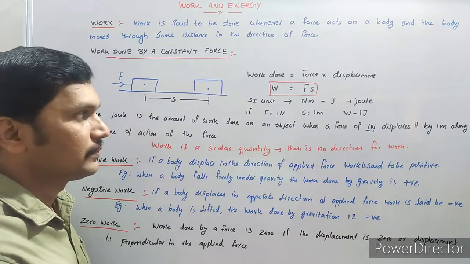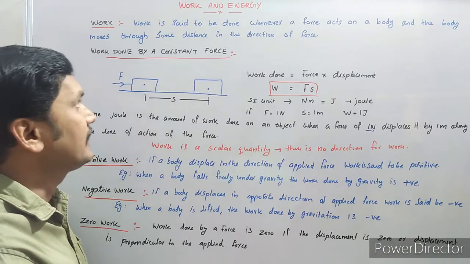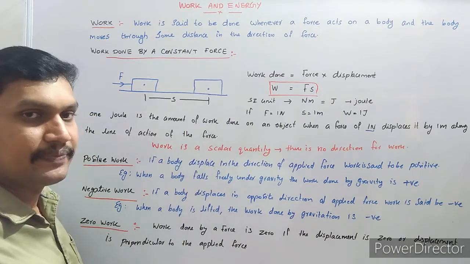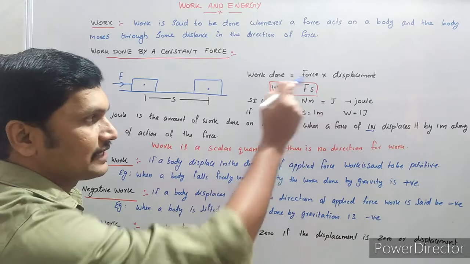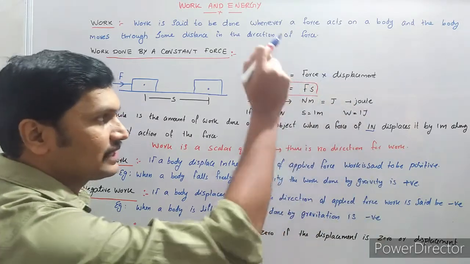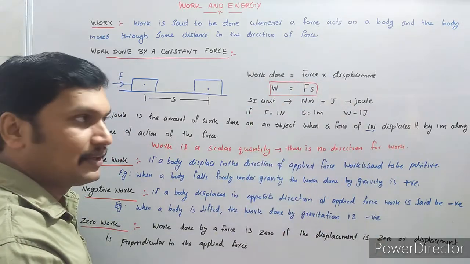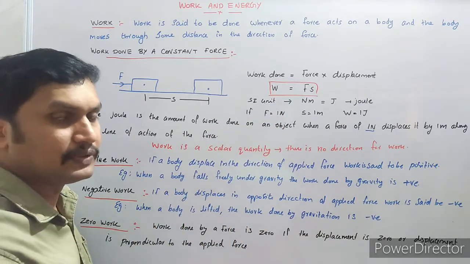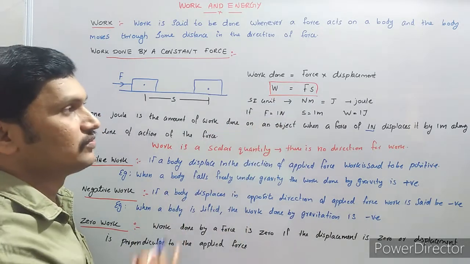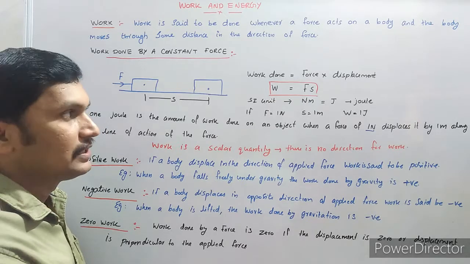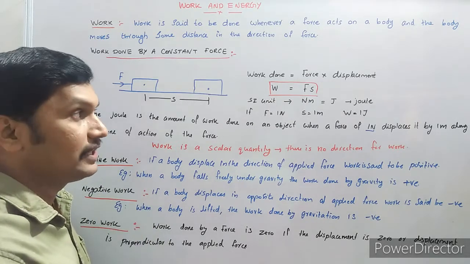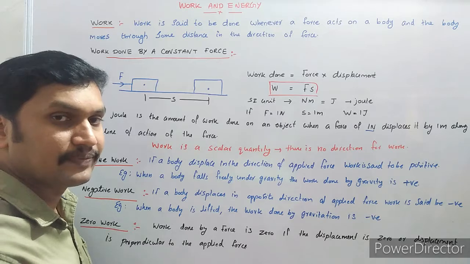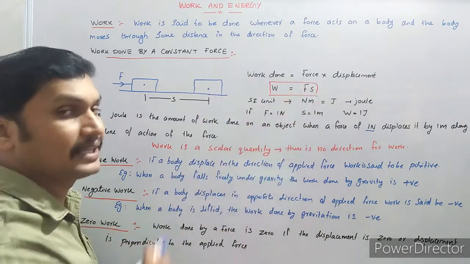You see that work is a scalar quantity. Force is a vector quantity and displacement is a vector quantity. But work is a scalar quantity. There is no direction for the work, even though force and displacement are vectors. And the SI unit of work is Joule.